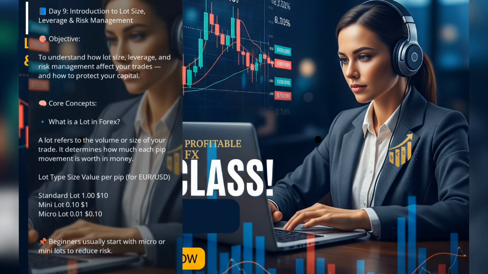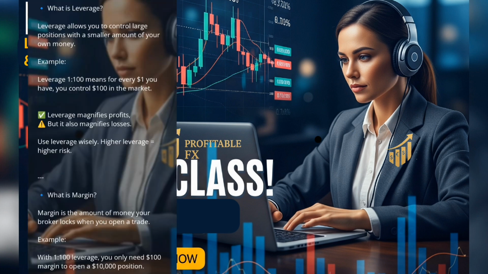Lot type, size, and value per pip, for Euro to US dollar: standard lot, 1.00, $10; mini lot, 0.10, $1; micro lot, 0.01, 10 cents. Beginners usually start with micro or mini lots to reduce risk. What is leverage? Leverage allows you to control large positions with a smaller amount of your own money. Example: leverage 1 to 100 means for every $1 you have, you control $100 in the market.